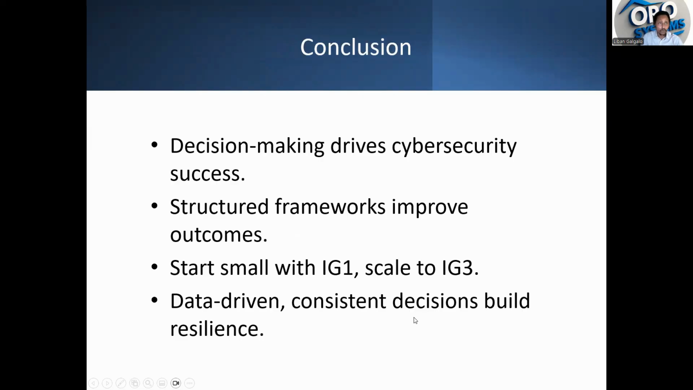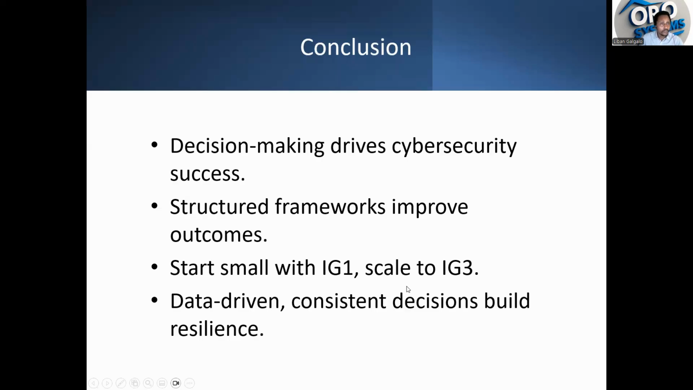In conclusion, for this presentation, decision making drives cybersecurity success. If the company uses structured decision making, it will make good decisions, and that can reduce any kind of threat. A structured framework improves outcomes like we already said, and you start small with IG1 and that can be scaled up to IG3, which is enterprise level. Data driven and consistent decisions build resiliency.